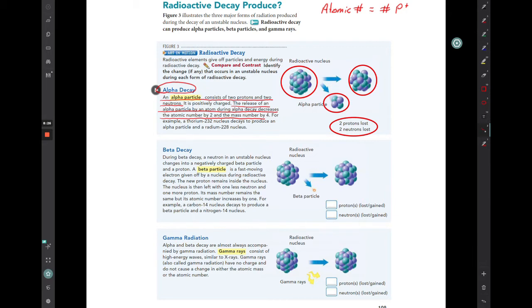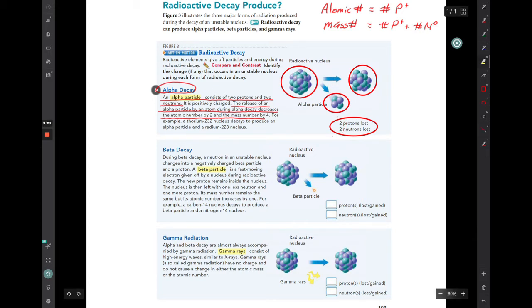Since it also lost 2 neutrons, and if you remember, the mass number is equal to the number of protons plus the number of neutrons. So what has happened here is that our atomic number has gone down by 2, which means it can no longer be the same element. The mass number, because it's protons and neutrons, has gone down by 4.